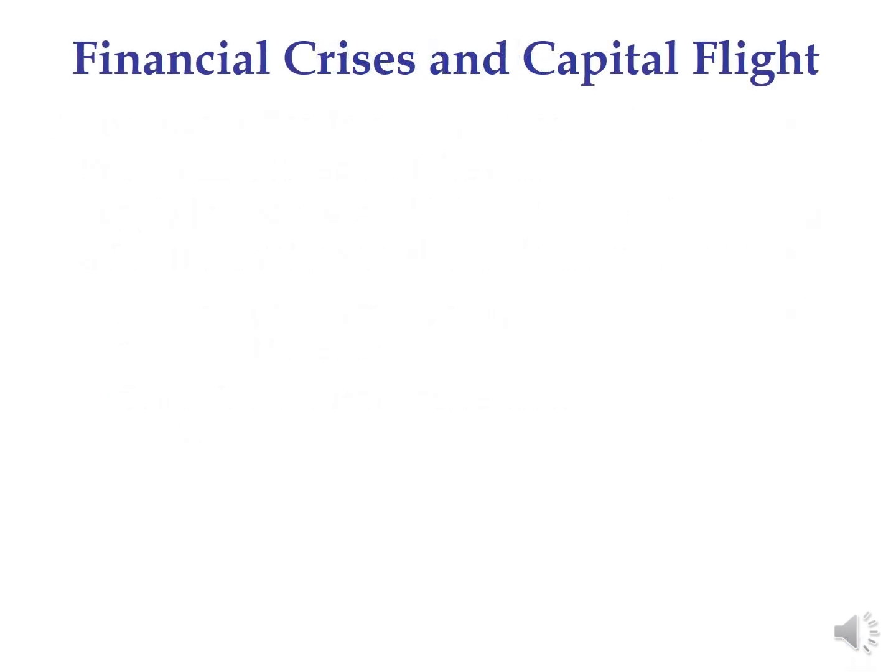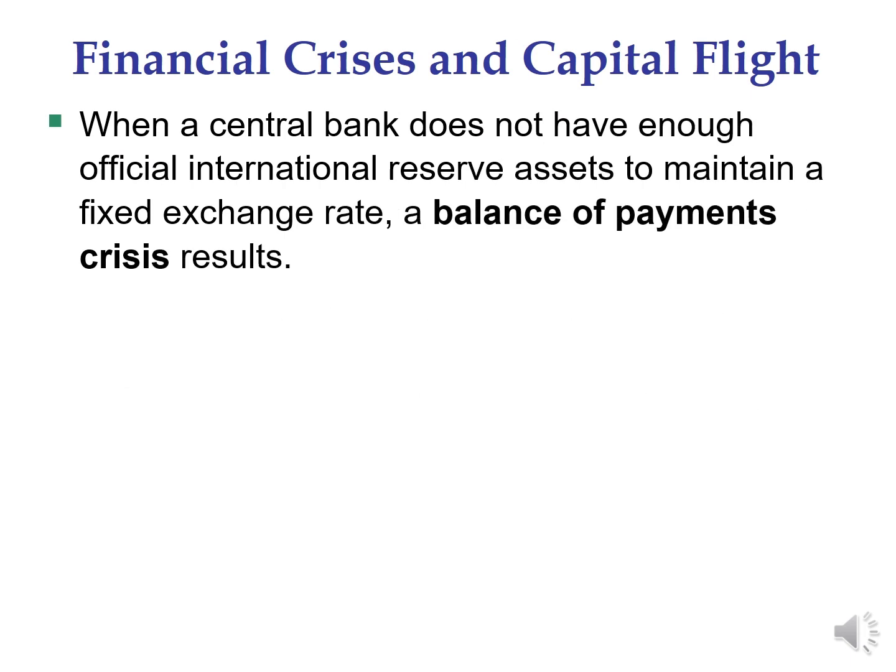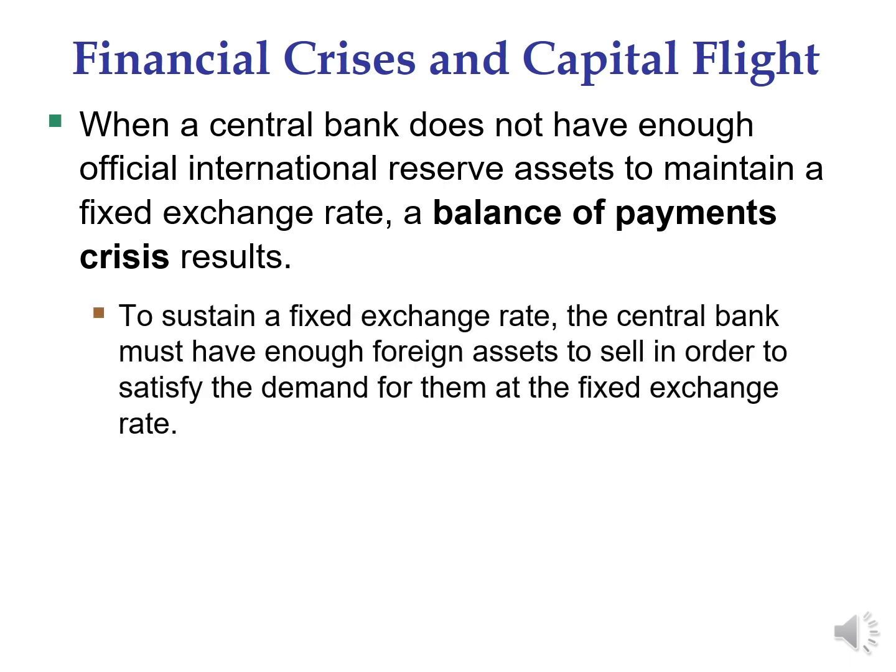Financial crisis and capital flight. When a central bank does not have enough official international reserve assets to maintain a fixed exchange rate, a balance of payments crisis results. To sustain a fixed exchange rate, the central bank must have enough foreign assets to sell in order to satisfy the demand for them at the fixed exchange rate.